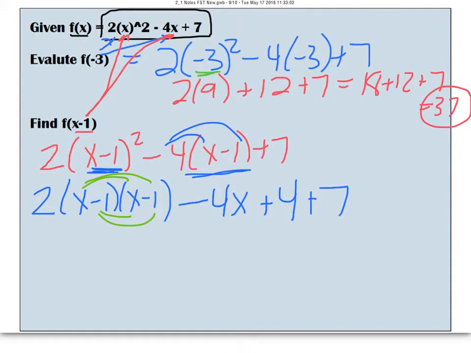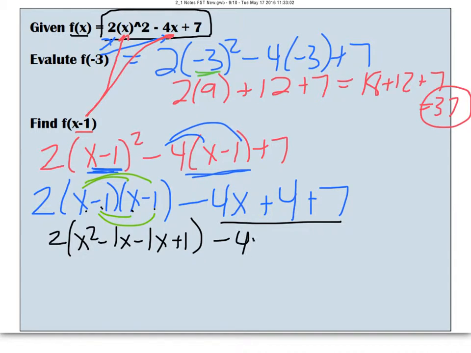Okay, let's do this multiplication. So x times x is x squared. x and negative 1, negative 1x. Negative 1 and x is negative 1x. And negative 1 times negative 1 is positive 1. I'm going to keep that in parentheses because I still have to multiply this 2 through. I'm going to go to this back half. I'm going to keep it as negative 4x. I'm going to add 4 and 7 right now and get 11.